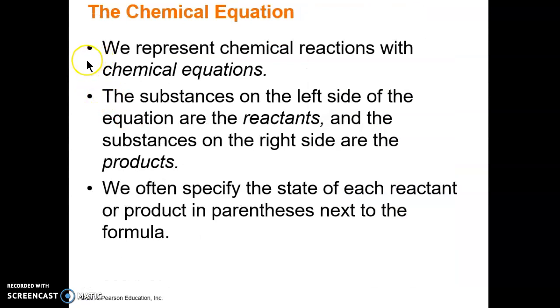We represent chemical reactions with chemical equations. The substances that are on the left-hand side of the arrow are the reactants, and the substances that are on the right-hand side of the arrow are the products.